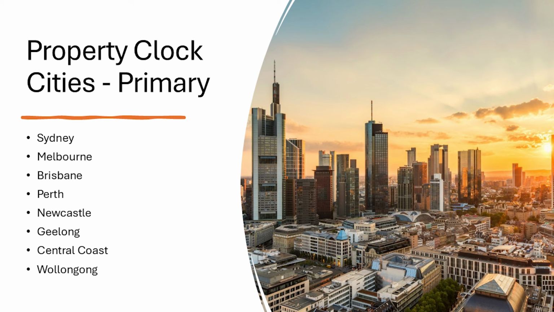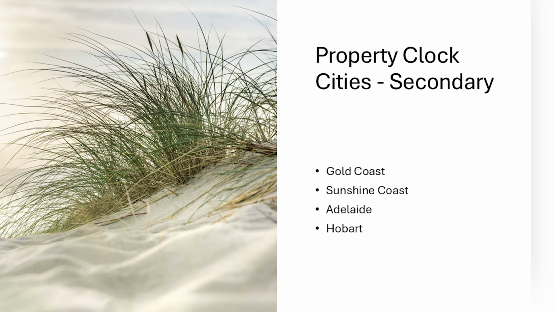So let's first of all start with the primary cities. These are the markets I like investing in. So sorry to other people that don't like to see this, but these are the best markets to buy in. Sydney, Melbourne, Brisbane, Perth, Newcastle, Geelong, the Central Coast, and Wollongong. Those are definitely your primary markets to buy in. Let's get into the secondary cities. So Gold Coast, Sunshine Coast, Adelaide, and Hobart. Not saying these markets are rubbish, but they're definitely not as good as the markets I've previously mentioned.